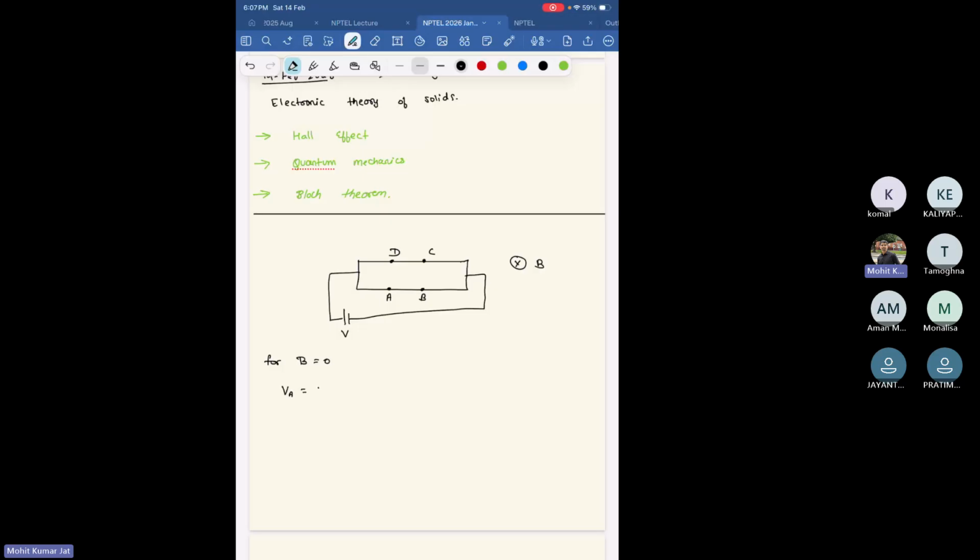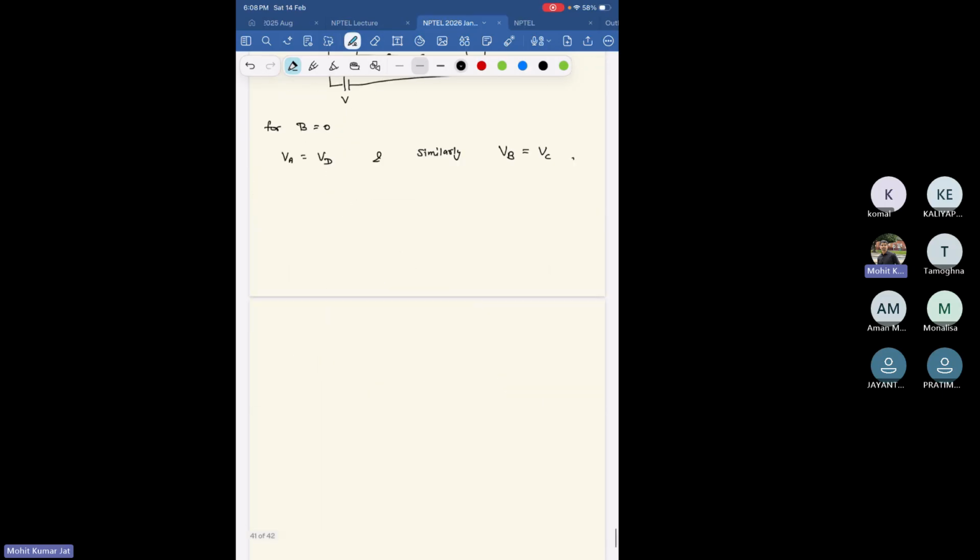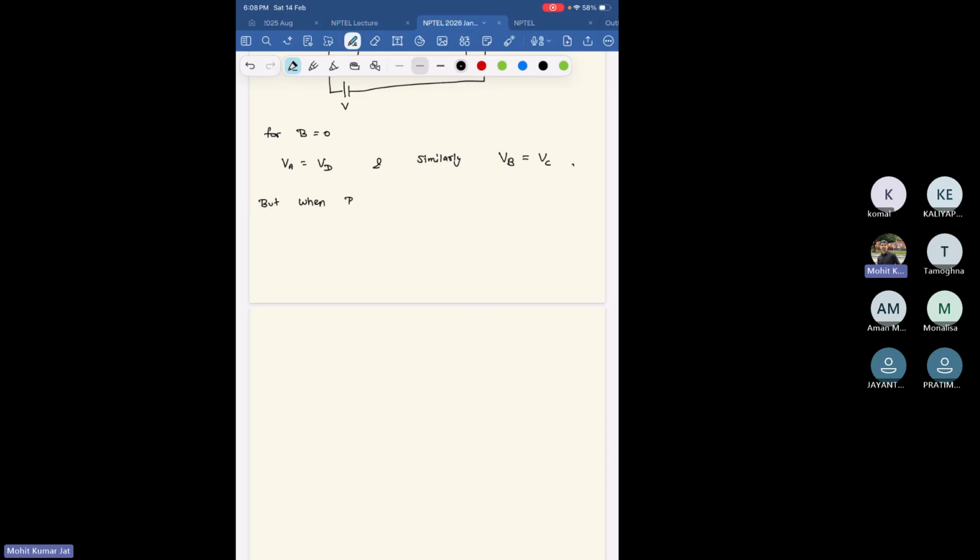VA will be equal to VD, right? If the bar is homogeneous, then in that case potential at A will be the same as potential at D. And similarly, VB is equal to VC, right? But when the magnetic field is non-zero, what you get is VA is no longer equal to VD, and VB is also no longer equal to VC.